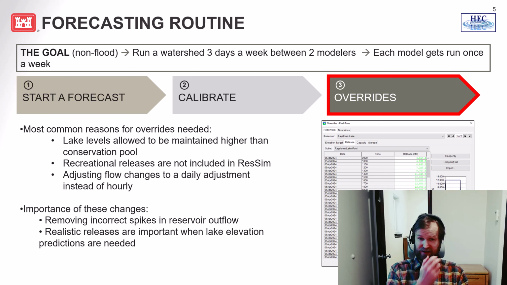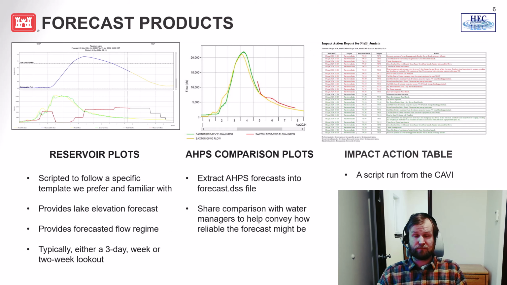And this plot here shows how overrides can be made in ResSim. This approach is through a table and just inputting the release for each hour that the override is needed. So once the SWMS forecast for the day has been made and the water manager has determined what releases are necessary for that day, what products does SWMS provide, and what do we do with those products?